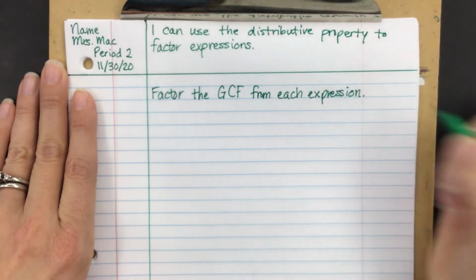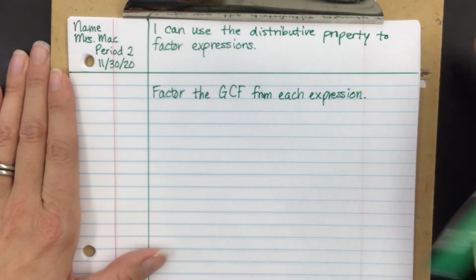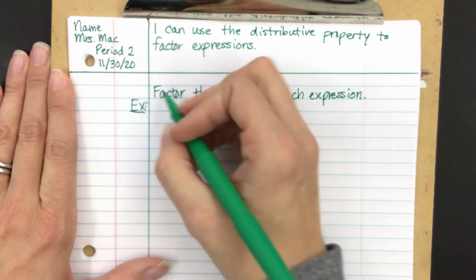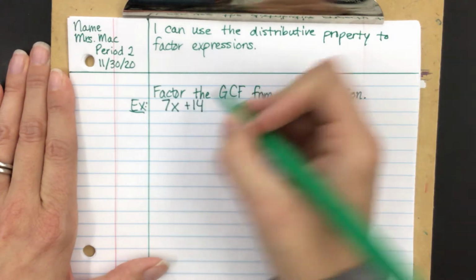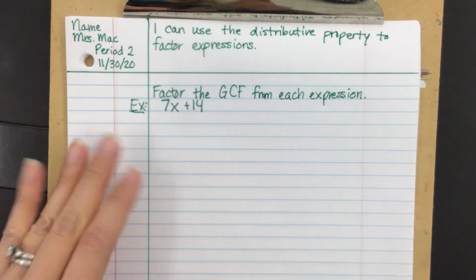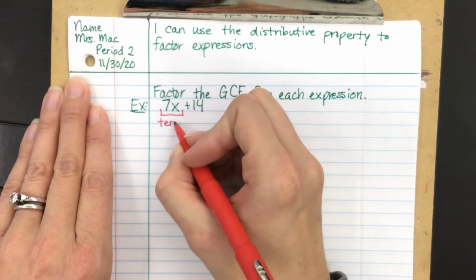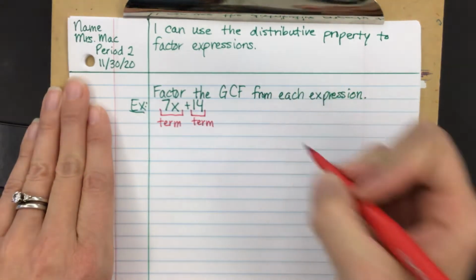You did this with numerical expressions in sixth grade. Now we're going to do it with variable expressions. So here's your first example. We're going to do 7x plus 14. Now when you factor expressions, you're going to find the greatest common factor for the terms. So this right here is considered a term, and this right here is considered a term.